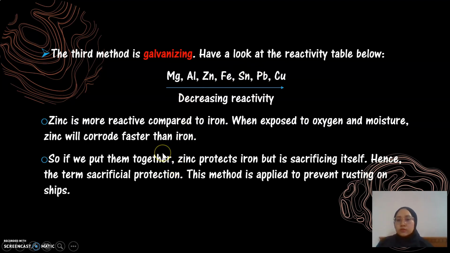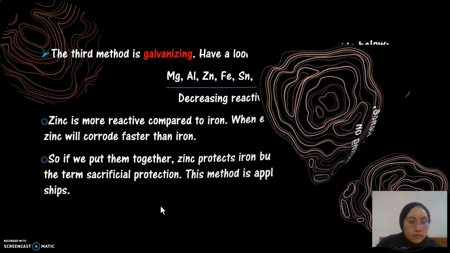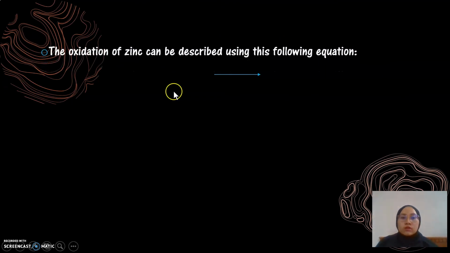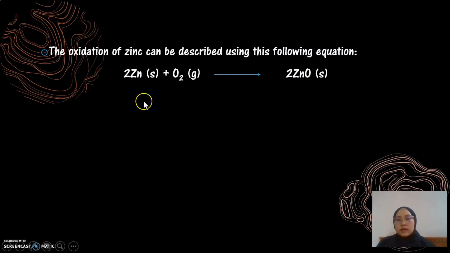So if we put them together, the zinc will protect iron, but it is actually sacrificing itself. Hence, we use the term sacrificial protection. So this method is usually applied to prevent rusting on ships. So the oxidation of zinc can be described using this following equation. Zinc atoms will react with oxygen, forming zinc oxide.